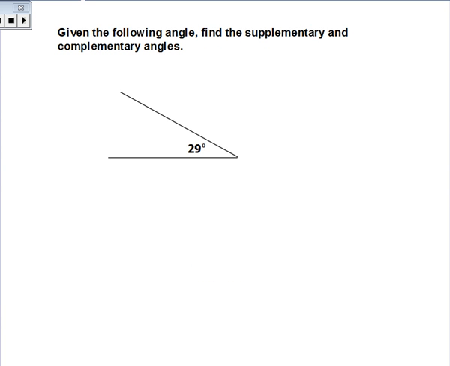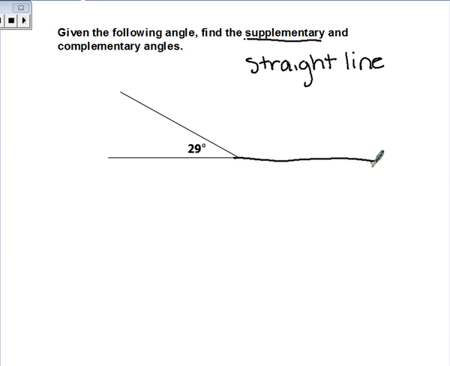Here we have an angle that measures 29 degrees. Given this angle, we want to find the supplementary and complementary angles. So if you remember, supplementary angles are angles that form a straight line. So if we were to extend this line out, we would know that this angle right here is the supplementary angle.